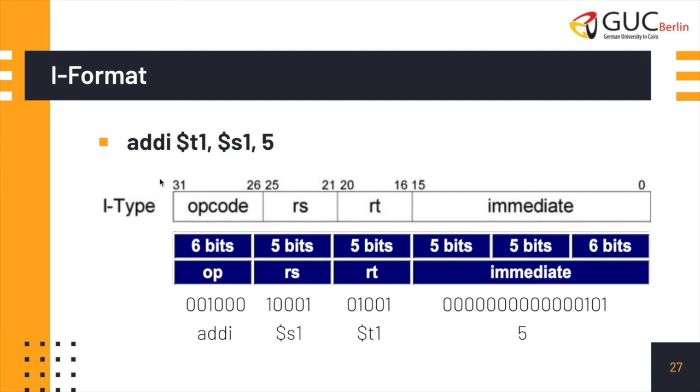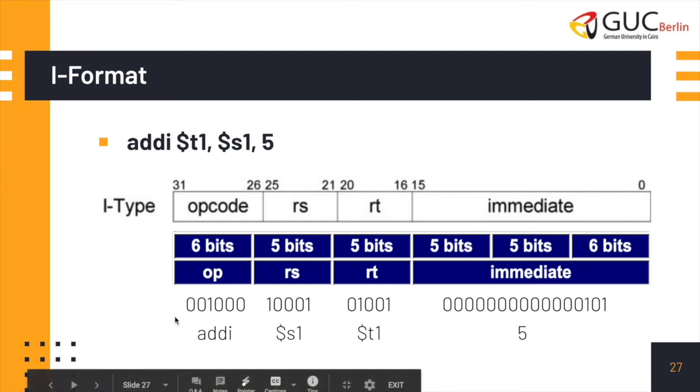This is the assembly instruction, and this is the equivalent machine code or binary format. The opcode 001000 identifies that it is an addi instruction. The RS, which is S1, is represented as 10001. The RT, which is T1, is represented as 01001. And finally, the immediate, or the constant value of 5, is represented as 13 zeros and then 101 to take all 16 bits.